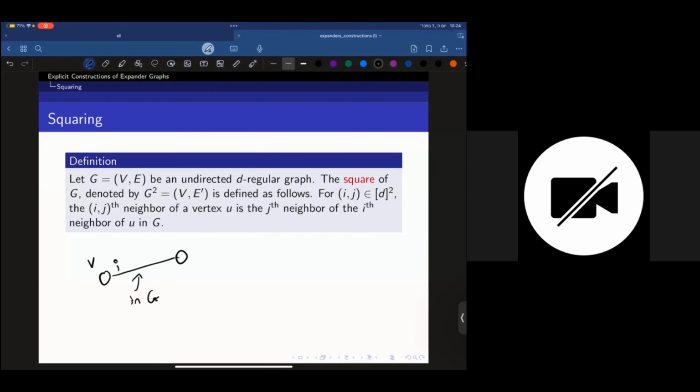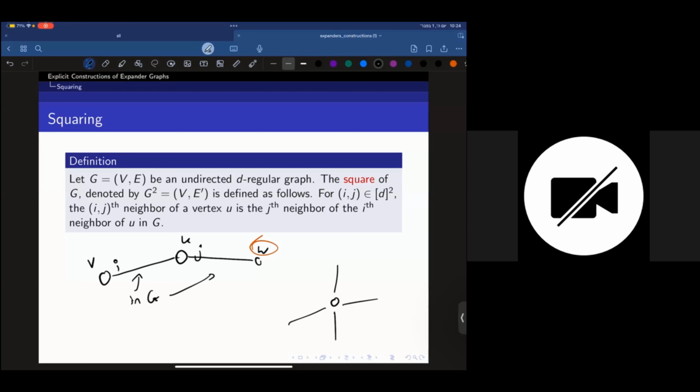So you're going to arrive at some middle vertex U. And then you're going to ask again in G, who is the jth neighbor of U, and you're going to get to W, and that's the ijth neighbor of V. Okay. It's very natural, but let's stay on this picture a little bit, and I think that's where we stopped last time.